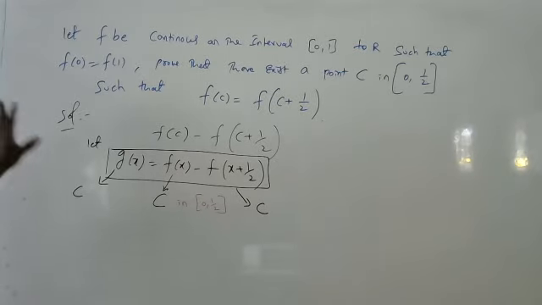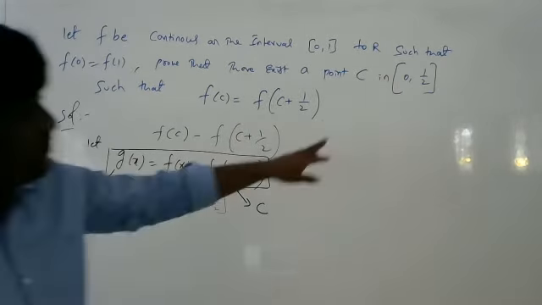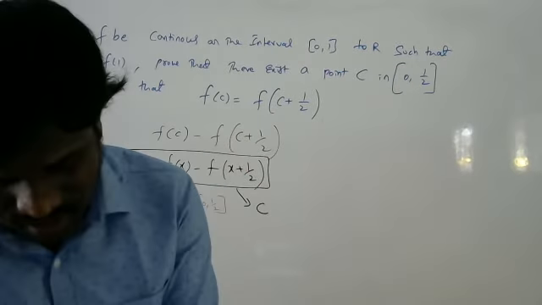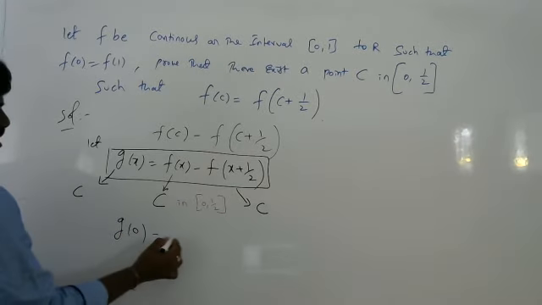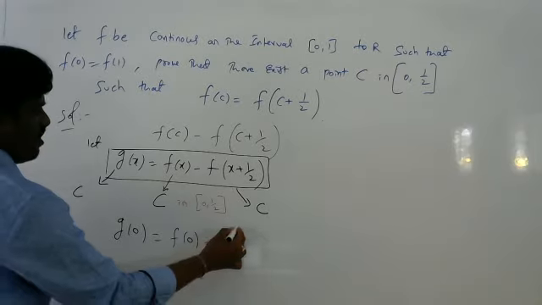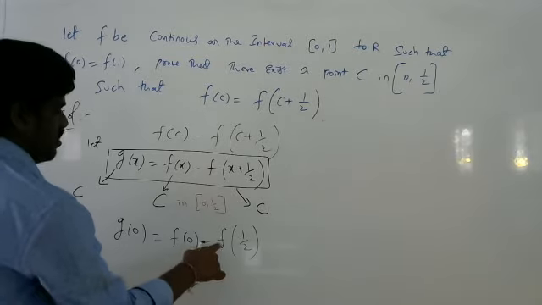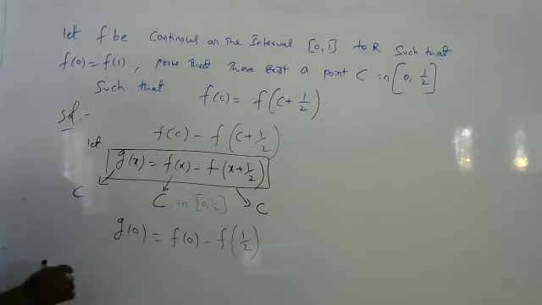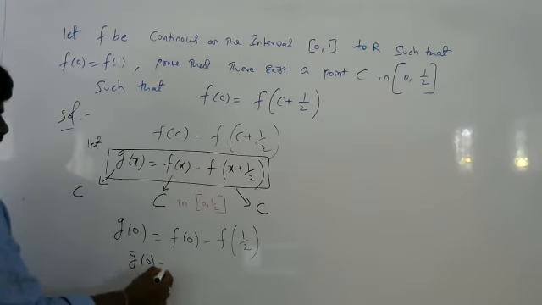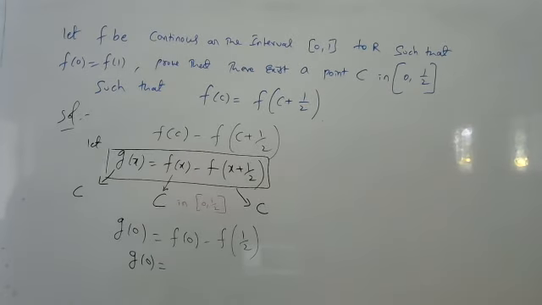So he is saying that this is continuous. Now what do I have to find here? I can substitute in the interval 0 comma half, so I will substitute g of 0. g of 0 is equal to f of 0 minus f of 0 plus half, that is, half. So g of 0 is equal to f of 0 minus f of half. f of 1 is given, but f of half they have not given anything.